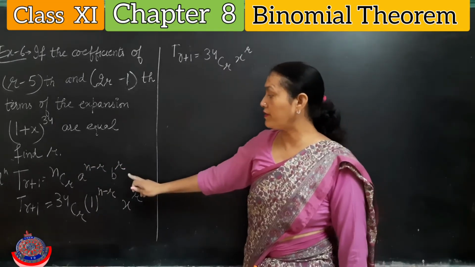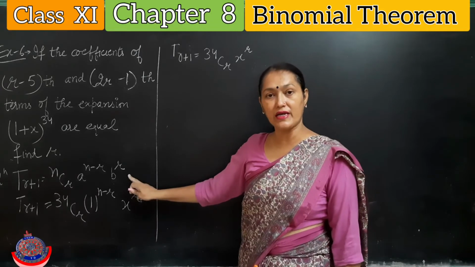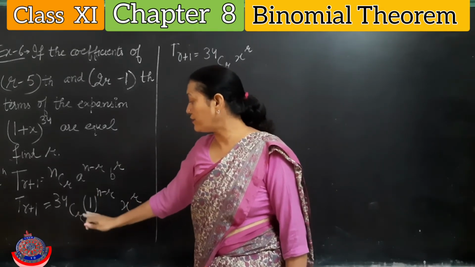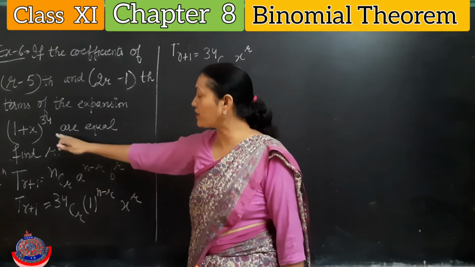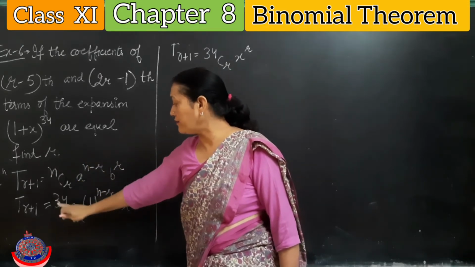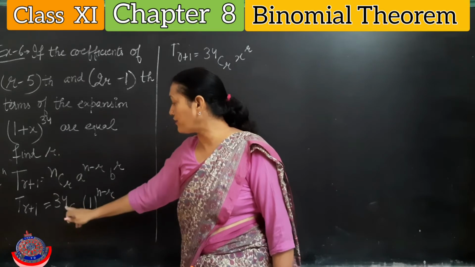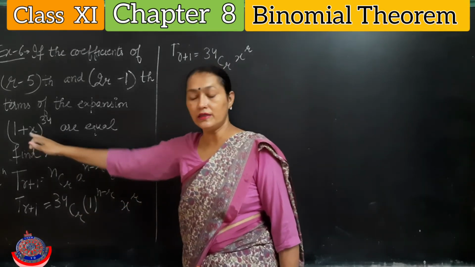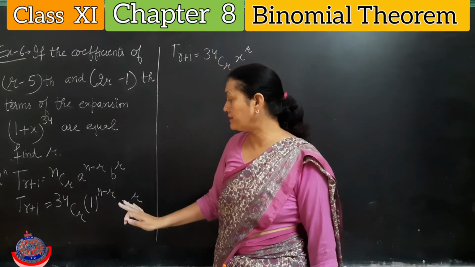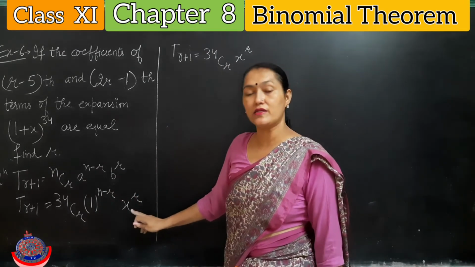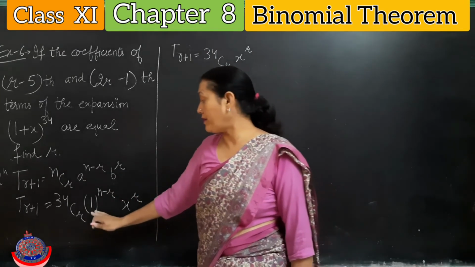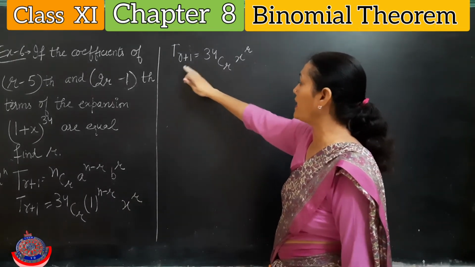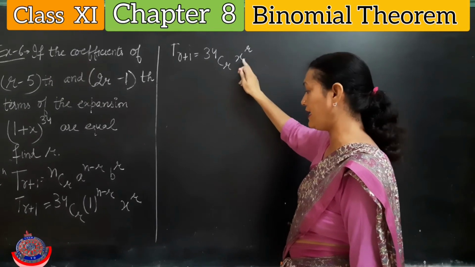So first of all, we will be writing the general term as we have done in the last question, and then we will be changing this general term. We will be writing this general term for this particular expansion. In place of n we will be writing 34, in place of a is 1 here, so 1 power n minus r, and b is x, so x power r. Now 1 power anything means 1 only, so we will be having the r plus 1st term as 34Cr x^r.